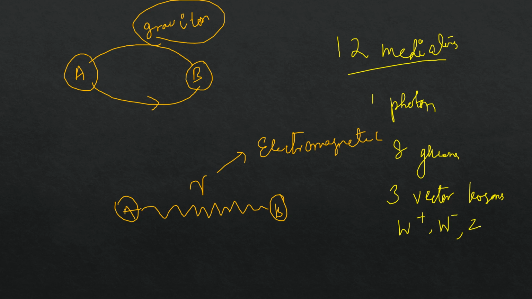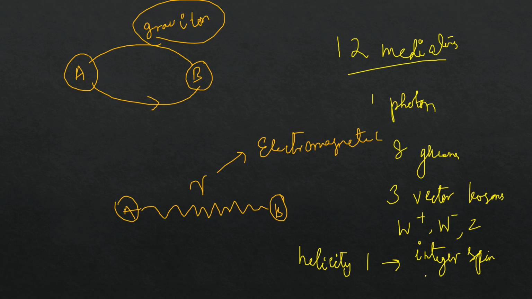So far, experiments have indicated that these mediators have helicity 1. This is called helicity. Helicity 1 simply means integer spin. It's not fractional, it's integer spin. It can be h cut like 1, 2, 3, 4.